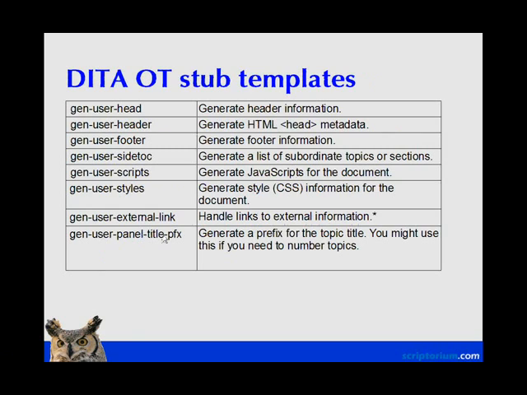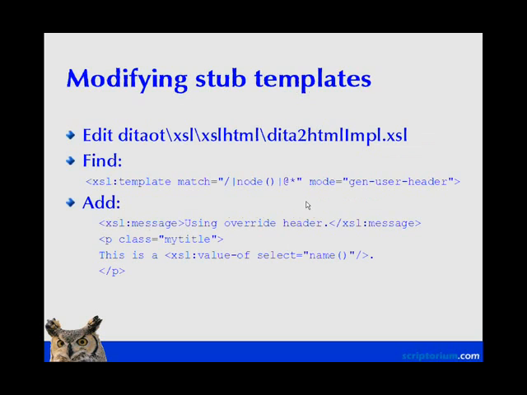And then there's a prefix for the topic title. If you're going to number topics, you can go in here and use this stub to figure out from the structure of your XML file how many heading levels deep you are, and so you can then put in a number that identifies this is section 1.5.3.